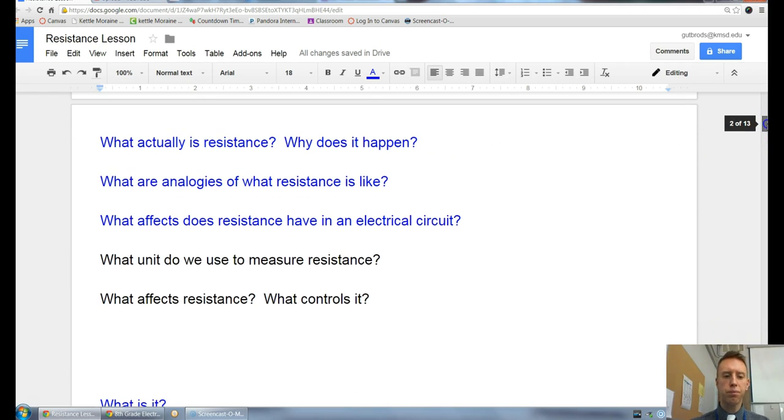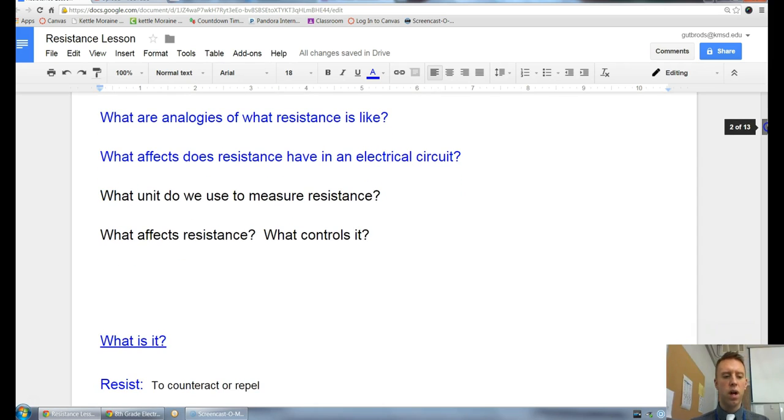Why does it happen? The definition of resistance is to counteract or repel. If you think about it, there are all kinds of different examples of forces that counteract or repel. If you're riding a skateboard, one force acting against that skateboard is wind resistance. We'd also have friction on the wheels and the axles and so on.